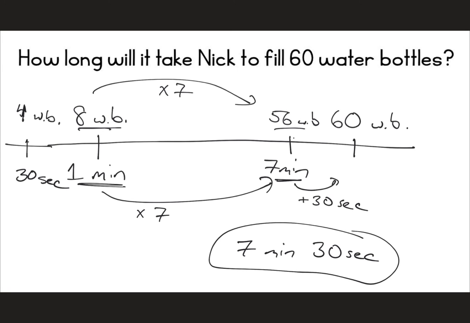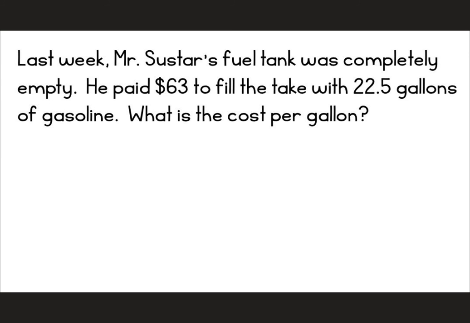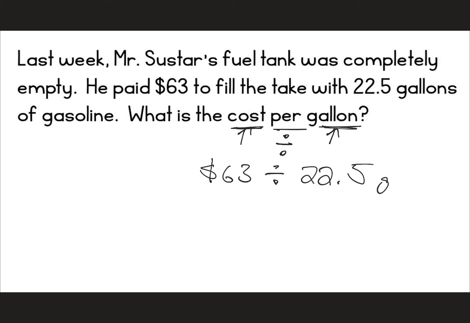Excellent. Okay. Last week, Mr. Sustar's fuel tank was completely empty. He paid $63 to fill the tank with 22.5 gallons of gasoline. What is the cost per gallon? Remember, when we're talking about a rate, it tells us what to do. Cost per gallon means take the cost and divide by the gallons. So what is the cost? The cost is $63, divided by how many gallons? 22.5.